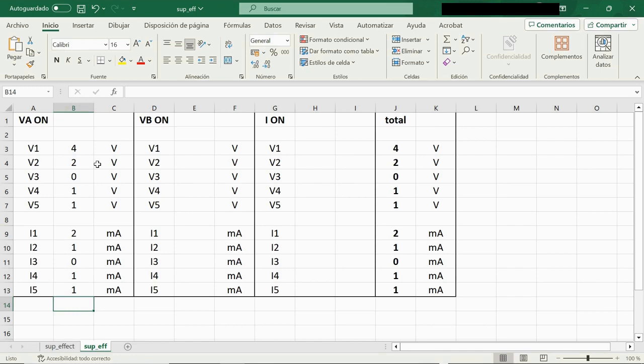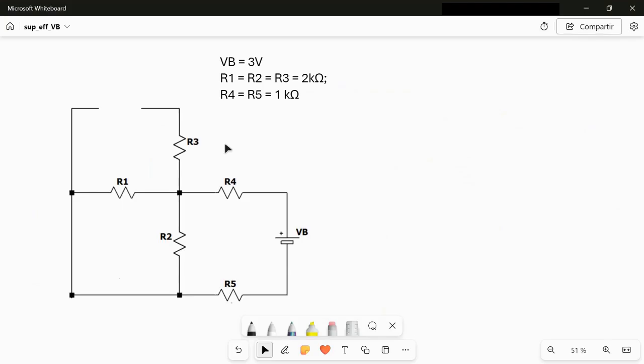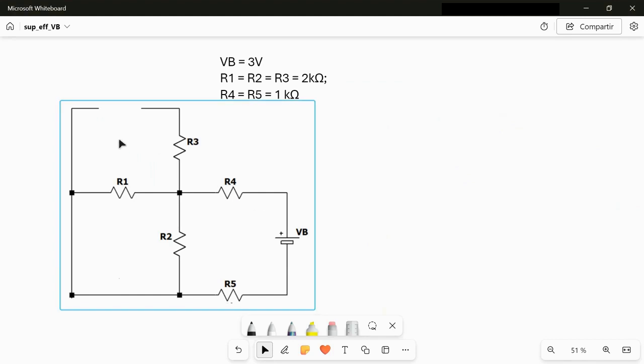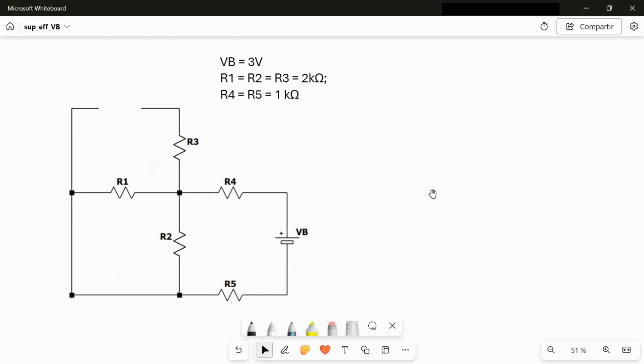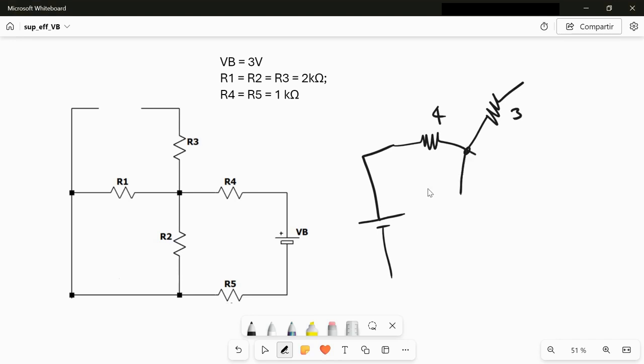Let's see now the second case in which we turn on VB. So let's go with the second case in which we turn on only the voltage source VB and we turn off the current source and the other voltage source. So let's look at the circuit and we see that VB goes into R4, then we split here at R3, and then we split also into two branches.